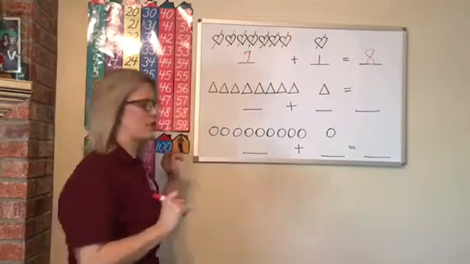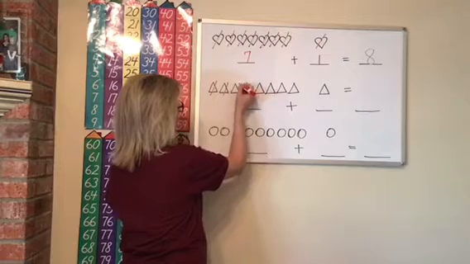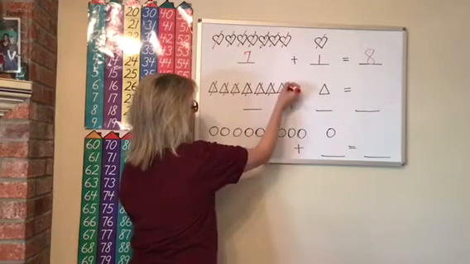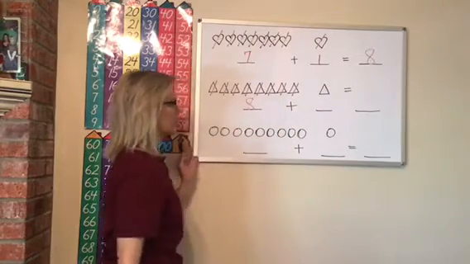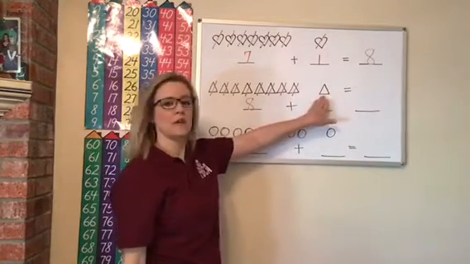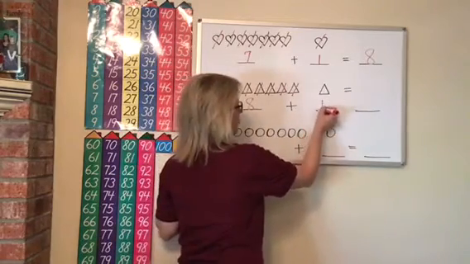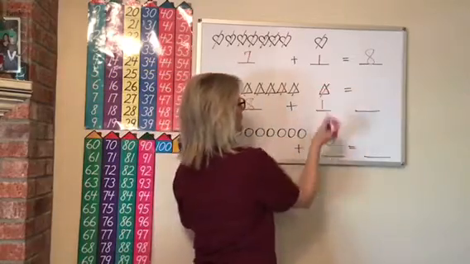Let's see if you still have your 8. Let's count. 1, 2, 3, 4, 5, 6, 7, 8. Good, you kept your 8. So we're going to put our 8 here. Then you had a friend give you another triangle. So let's add our 1 here. So we have our 1.